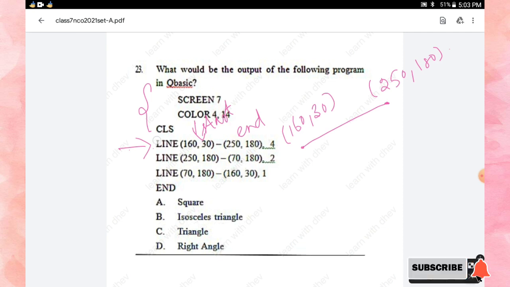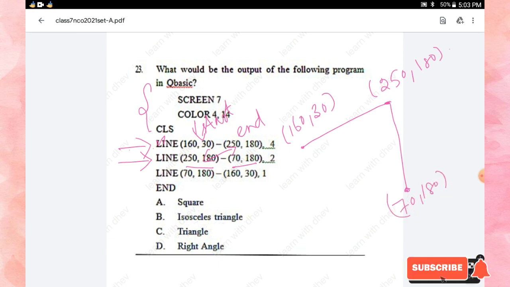After executing this statement, the pointer will move to the next statement. Here, the starting point of the next line is 250, 180, and the ending point of the next line is 70, 180. Just carefully look into this, both the coordinates are the same. Which means the second line you are going to draw would start from this point and end at this particular coordinate, right?